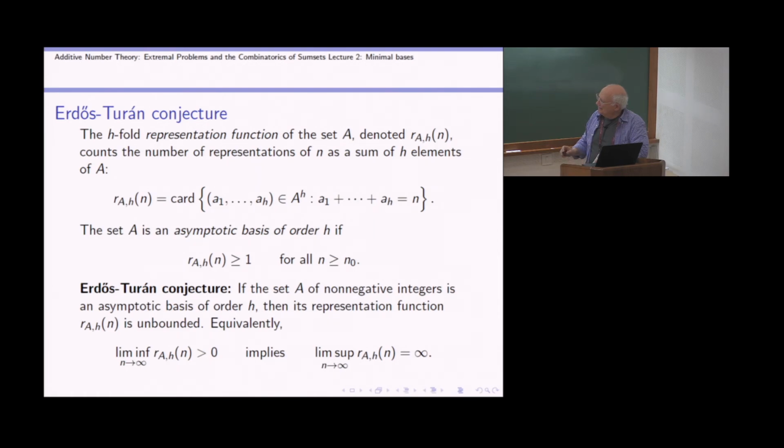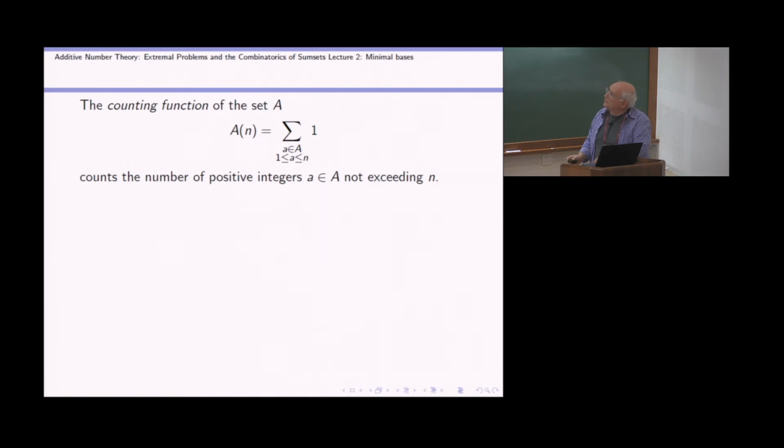So it's a simple conjecture. If you looked at the original Erdős–Turán paper, it's almost an afterthought. It's a very short paper about something else. And at the very end, they say, in effect, by the way, is this true? And so even in the case h equals 2, this is unsolved.